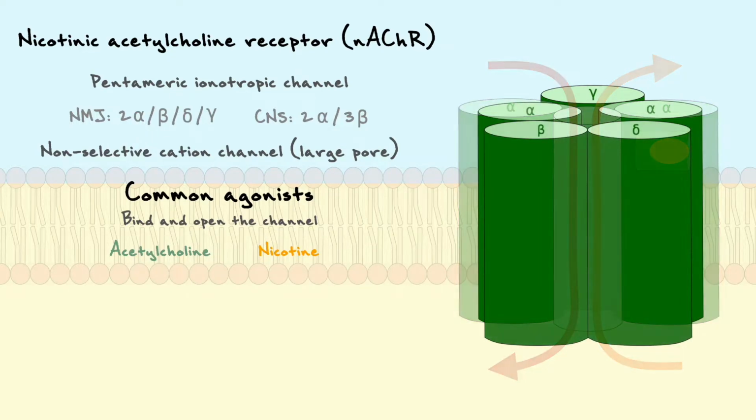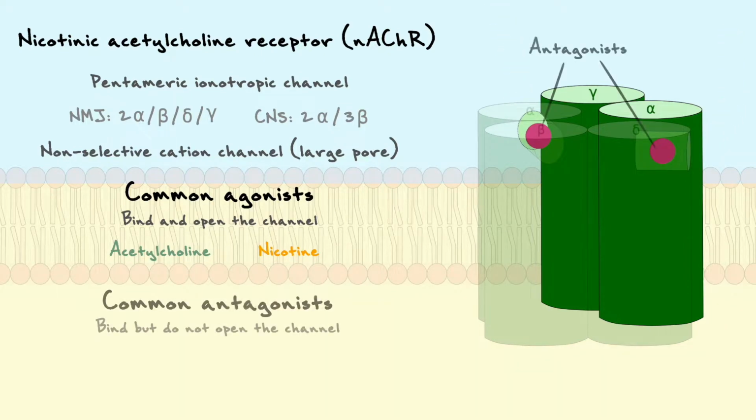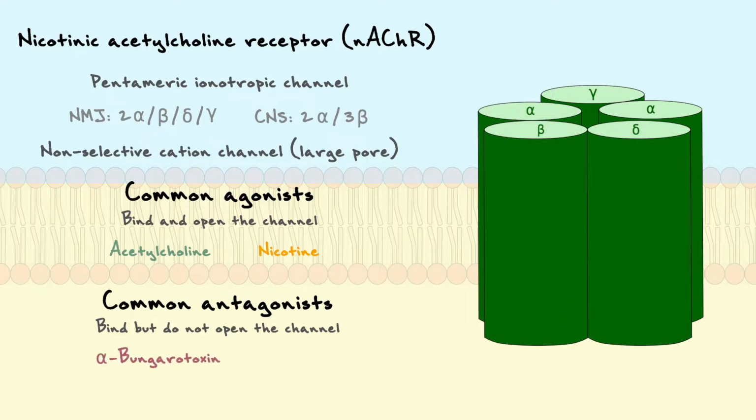On the other hand, you can also have compounds that bind to the channel and do not open it. Such compounds are called antagonists. 2 common antagonists for this channel are alpha-bungarotoxin and curare. These compounds are often used to reduce the action of acetylcholine receptors in certain experimental conditions, and we will later cover some experiments that use curare.